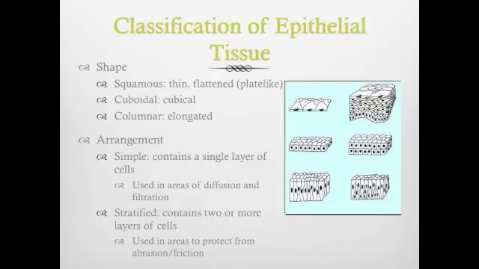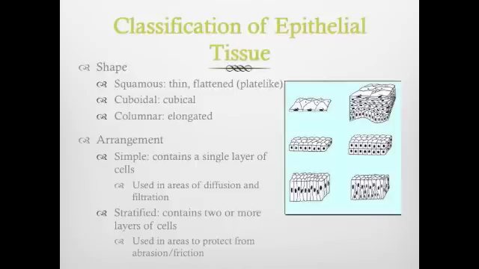Now we will talk about classifying the different types of epithelial tissue. They are mainly classified by their arrangement and their shape. However, there are some exceptions, such as pseudostratified, transitional, and glandular. So the cell shapes are squamous, which are thin and flattened like a plate, and you can visualize it by looking at the top two pictures shown at the right.